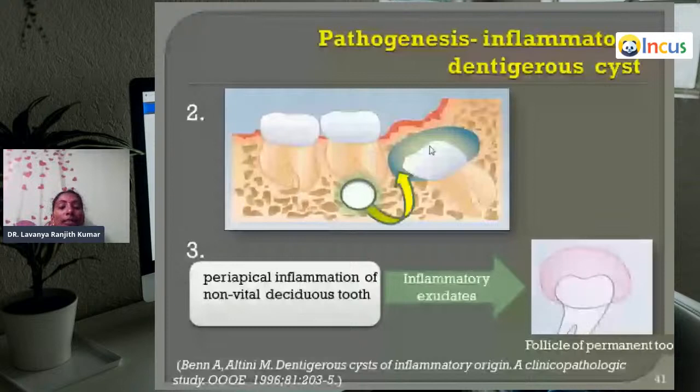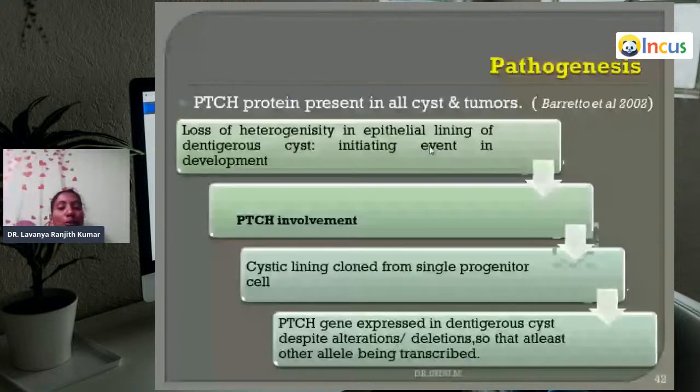And some are saying that the patched protein also plays an important role, and so loss of heterozygosity in the epithelial lining of the dentigerous cyst is the initiating event or step for the development. Then the patched gene will be involved. Then the cystic lining is cloned from a single progenitor cell, which results in patched gene expression in the dentigerous cyst, despite alteration or deletion, so that at least one allele is being transcribed.